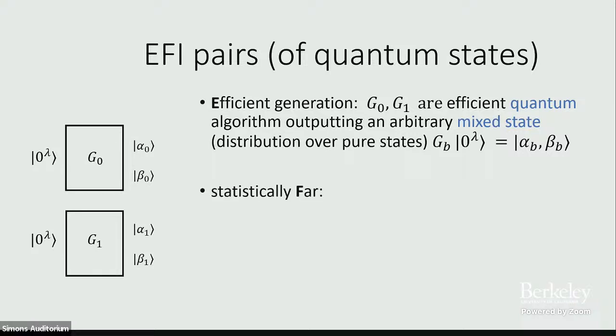So again, those two circuits are going to be, you want them to be statistically far. Now in trace distance, just on the alphas, which are the outputs, the trace distance of the states should be close to 1. And notice that now I don't give it randomness. I just feed it with zeros, because it can generate all the randomness itself.